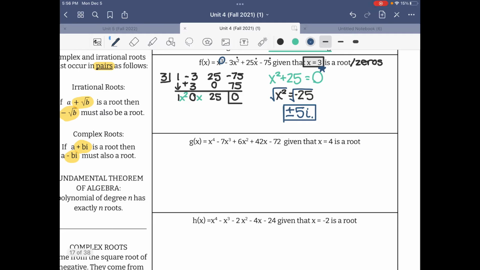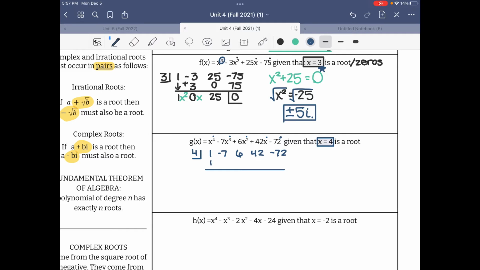Alright, second problem. We know that x equals 4 is a root this time, so that's what's going to go in the corner of my synthetic division. And my coefficients, first of all, check for a zero placeholder. X to the fourth, third, second, first, none. I'm good to go. So I just copy my coefficients down exactly as they are, not worrying about a zero placeholder because I already checked for it.